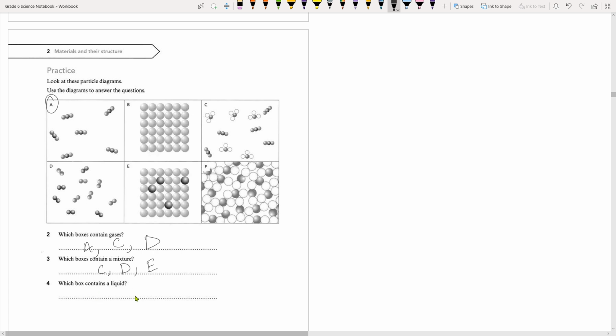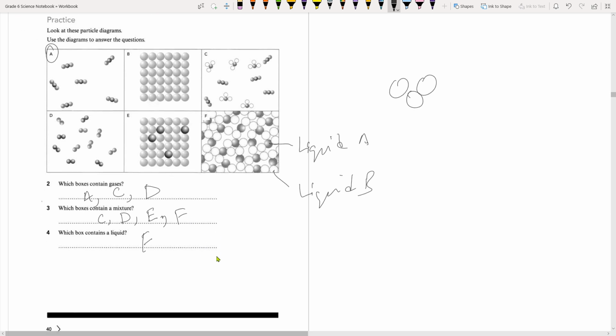Which box contains a liquid? That would be F, and that's for sure. And if you look, since the liquid particles are also there, we are not sure whether this is one black or two white. This is not very clear, so we can say that this is a solution, or it could be a mix of two liquids. But I'm just taking this as a mix of two liquids. Let's say this is liquid A, and the white ones are liquid B. In that case, it is going to be listed over here in question number 3.